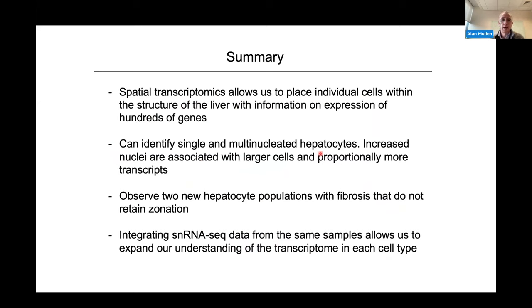So in summary, again, we feel like spatial transcriptomics using MERFISH is now going to allow us to place individual cells within the structure of the liver, with information on the expression of hundreds of genes here, but we think we should be able to get to at least 1,000 genes with this approach. We can identify multinucleated hepatocytes. As I described, they tend to have more expression of transcripts. We don't see differential expression, and that seems to go along with the size of the cells. And finally, we're observing new hepatocyte populations with liver injury that don't retain their zonation.